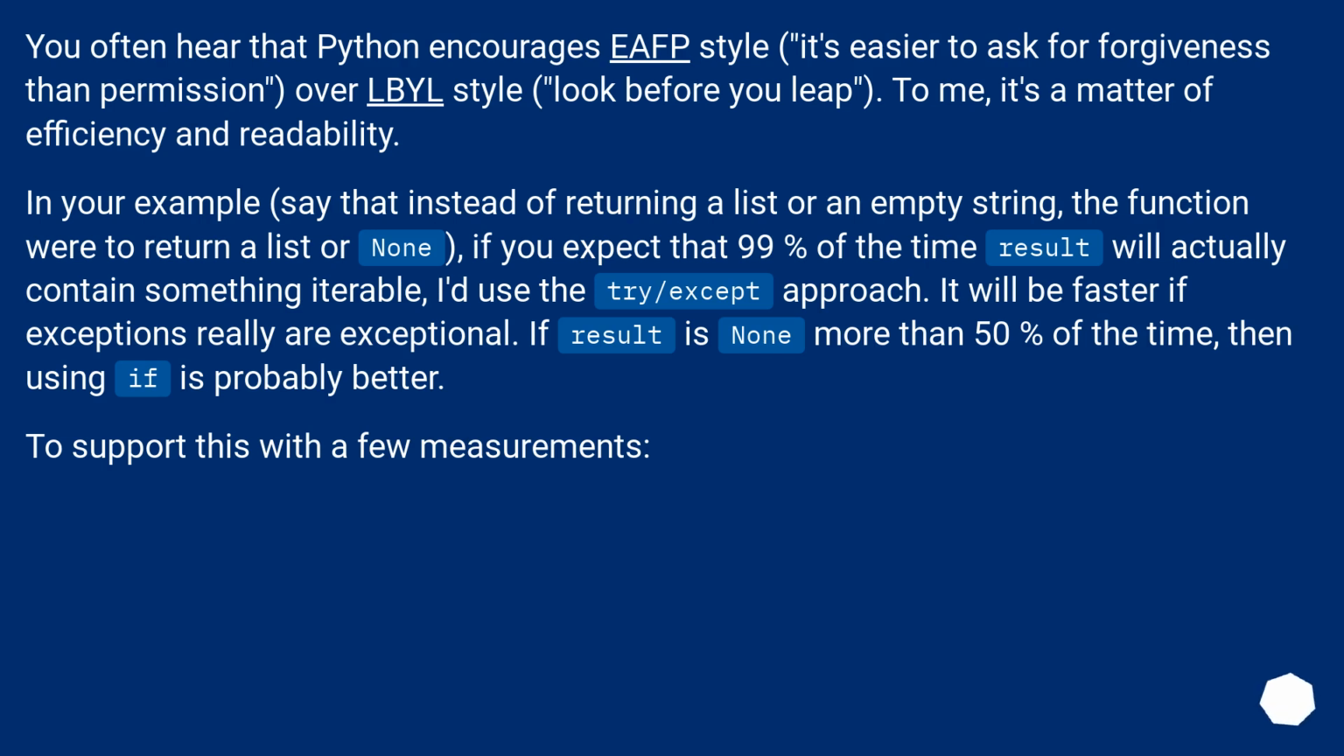In your example, say that instead of returning a list or an empty string, the function were to return a list or None. If you expect that 99% of the time result will actually contain something iterable, I'd use the try/except approach. It will be faster if exceptions really are exceptional. If result is None more than 50% of the time, then using if is probably better. To support this with a few measurements.